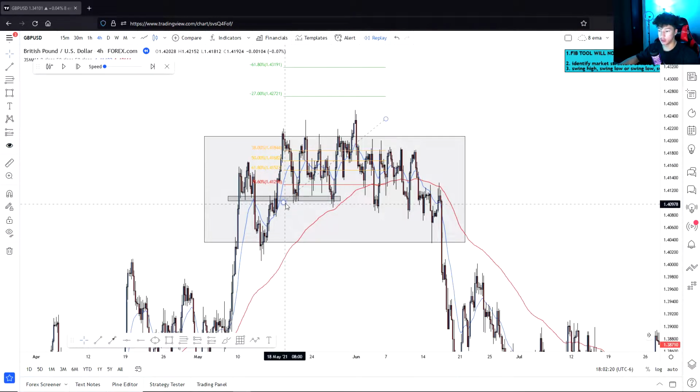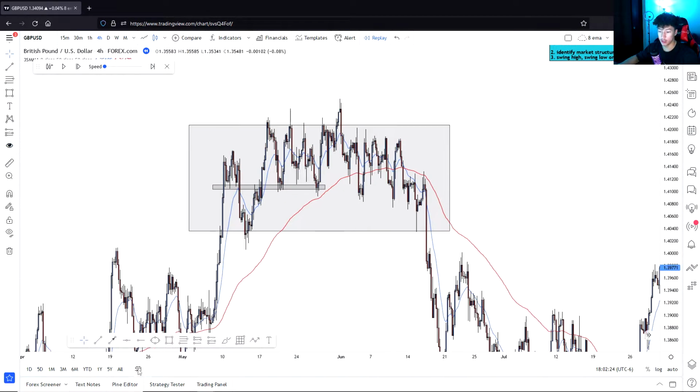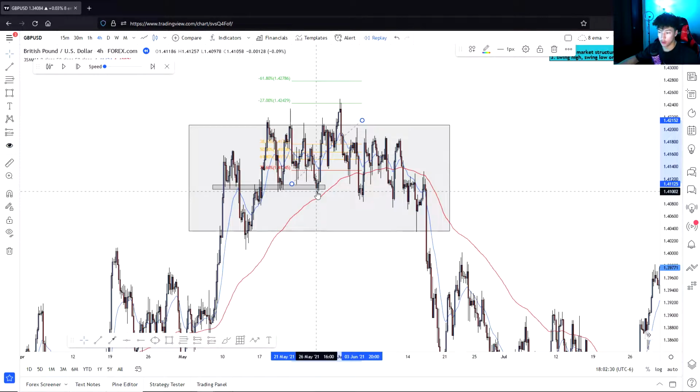Now let's look at the next play. There is no next play because market structure is not continuing. If I were to draw out my Fibonacci tool and try it again, boop to boop, what does it do? It basically goes below my previous structural level and it closes.